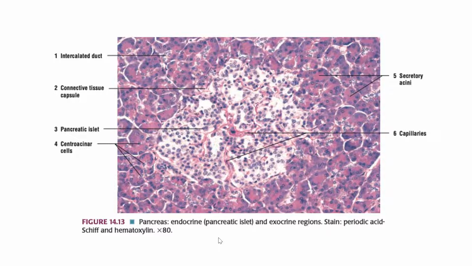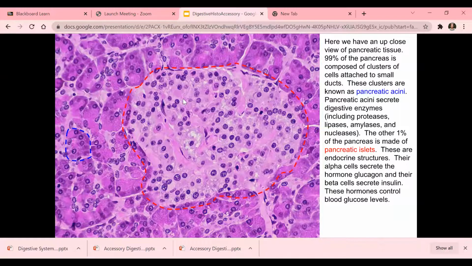Here is the other picture of the pancreas. Here you can see the pancreatic islets or Langerhans islets, about 1% of our pancreas, and these deeper in color parts are called pancreatic acini. Each of these groups is one acinus. They make pancreatic juice. Pancreatic juice contains protease, lipase, amylase, and nuclease, which digest different groups of nutrients for us.